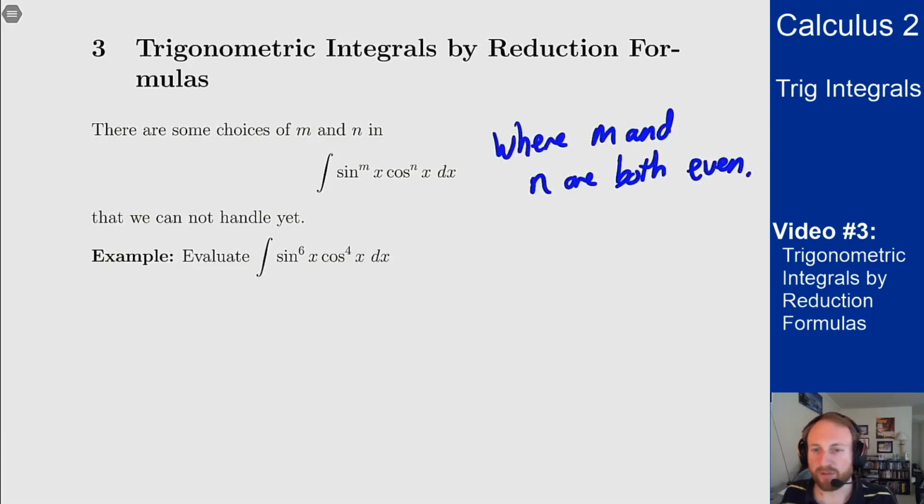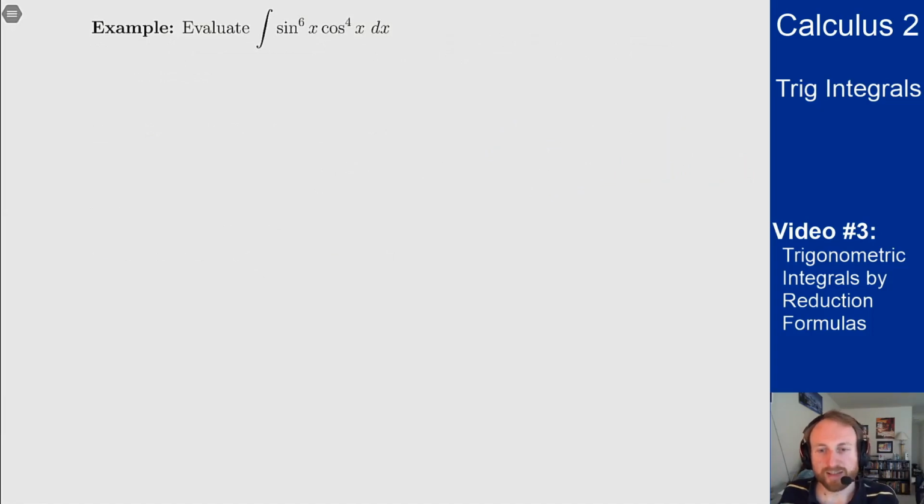So here's an example of one such integral. Evaluate the integral of sine to the sixth x times cosine to the fourth x dx. So our substitution trick here is not going to work, right? We don't have an odd number of either sines or cosines to pull one out for a du term, convert the rest into the other function, and then make a substitution. It's just not going to work for the way we have this problem set up. So what can we do instead?